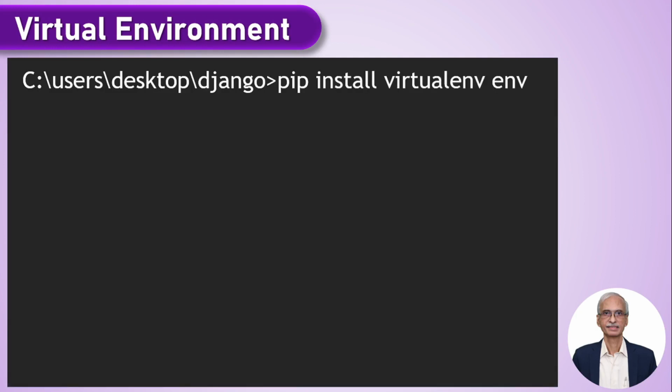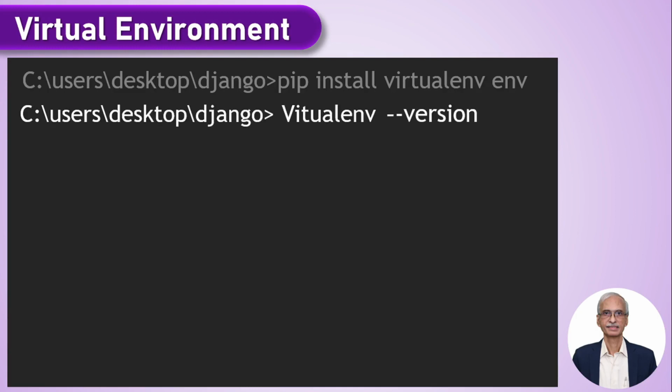To go to the newly created Django directory, type cd Django and press enter. Now create a virtual environment in this directory by typing and entering pip install virtualenv env. env is the name given to the particular virtual environment. I have chosen this name. Once installed, confirm the installation version by typing and entering virtualenv --version.